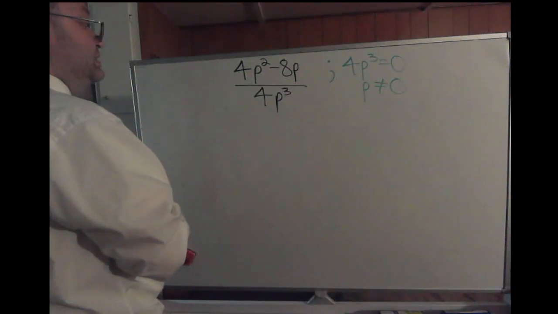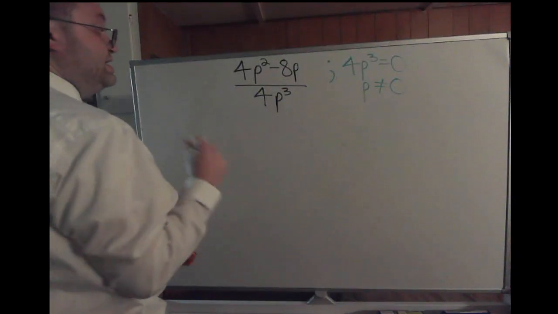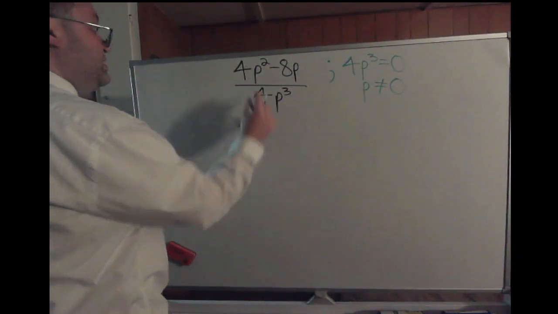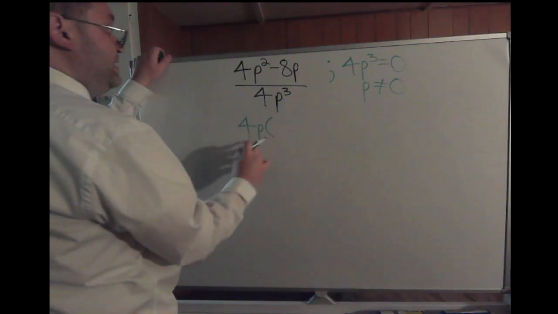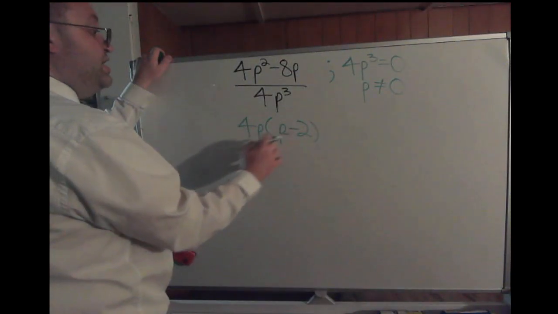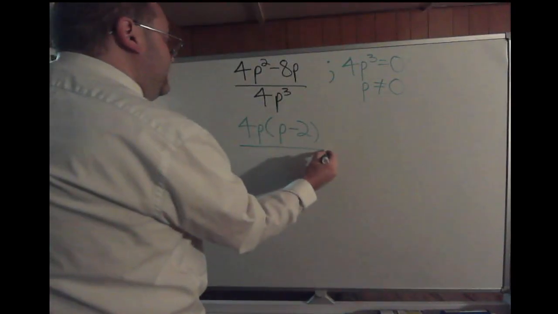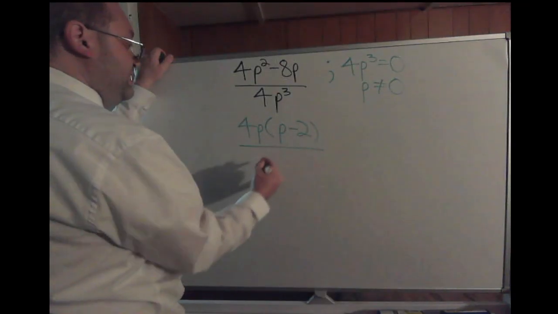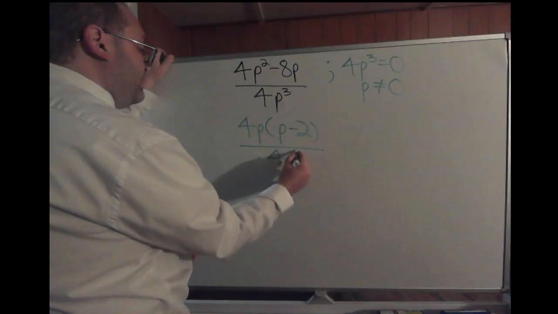Now, let's go ahead here, factor out the numerator. We have 4p squared minus 8p. There's a common 4p between the 4p squared minus 8p. So then you would get 4p times the quantity of p minus 2. And if you distribute that, you would get 4p squared minus 8p. Now, you have 4p times the quantity of p minus 2 all over 4p to the third.